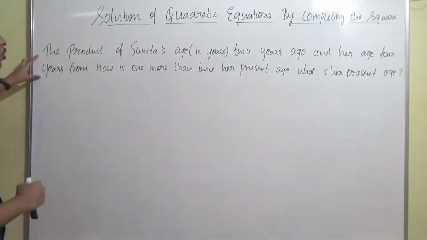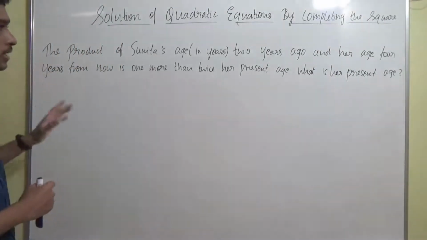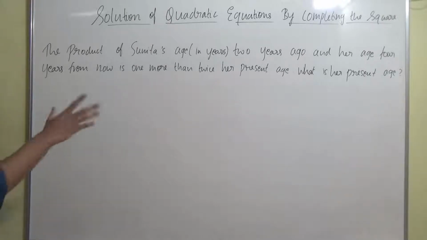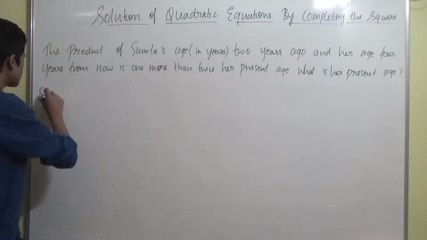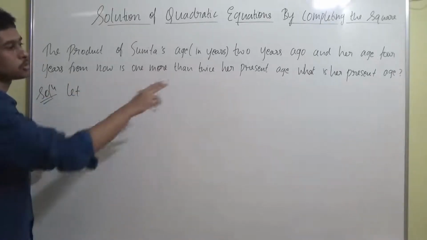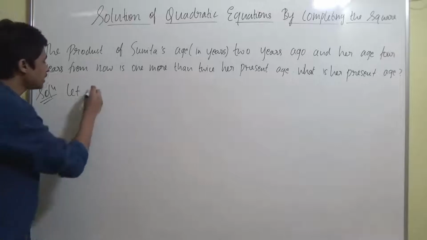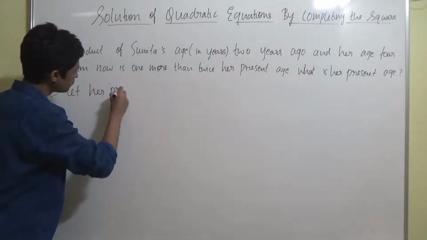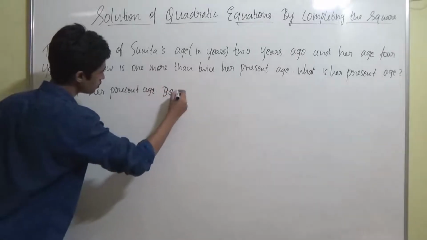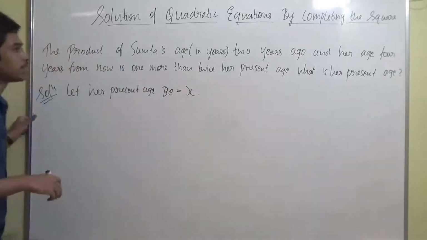The example is: the product of Sunita's age in years 2 years ago and her age 4 years from now is 1 more than twice her present age. What is her present age? So what are we going to take in let? We usually take as let what we have to find itself. So what we have to find is her present age. So let her present age be equal to x.